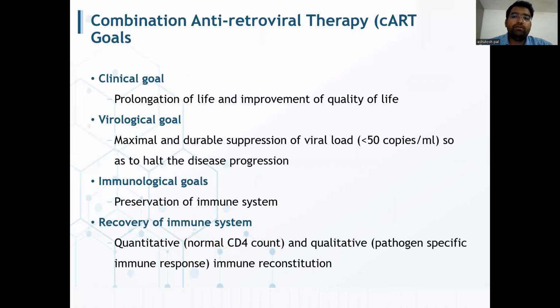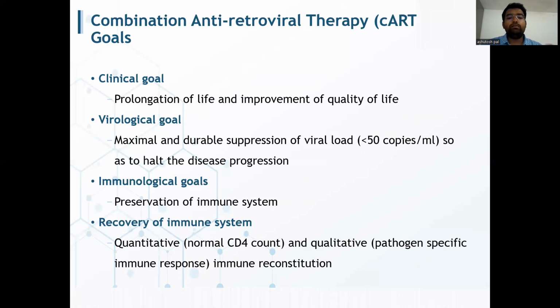The combination of antiretroviral therapy, what are the goals of it? The clinical goal is prolongation of life and improvement of quality of life. The virological goal is maximal and durable suppression of viral load, to keep it less than 50 copies per ml so as to halt the disease progression. The immunologic goal is to preserve and recover the immune system: a quantitatively normal CD4 count and a qualitative pathogen-specific immune response, immune reconstitution. So the recovery of the immune system should be both quantitative and qualitative.